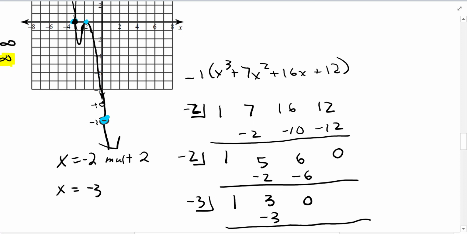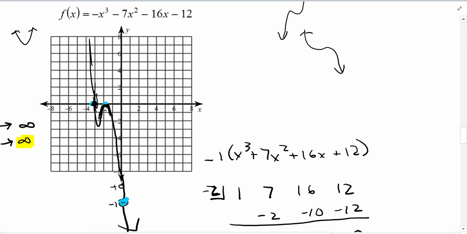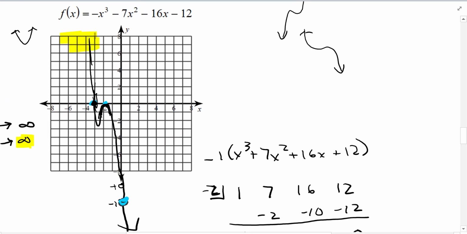So that means when we have a -2, a multiplicity of 2, there will be a parabola shape right there. And then it also touches at x is equal to -3. And now let's look at what the end behaviors are doing.